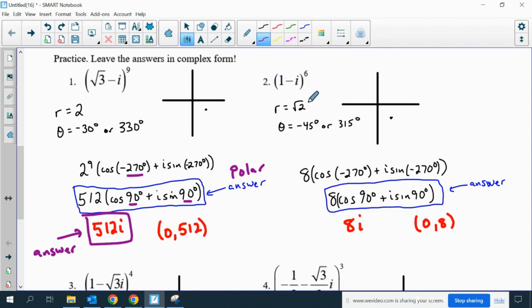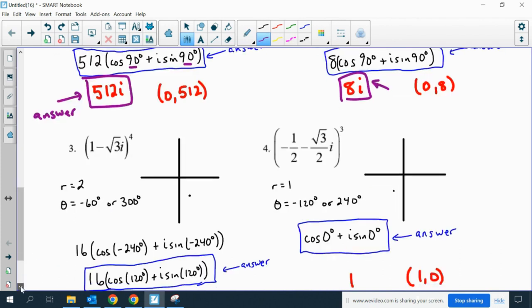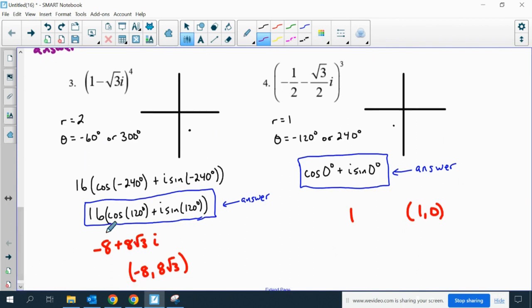So number 2, (1 - i) to the 6th power. We find the radius to be √2, and then we find theta is 315. We can do that using arctan if we want, or we just know that this is a 45-45-90 triangle. Then we do √2 to the 6th, which is 8, and then cos(-270) + i sin(-270). We get the angle in the correct order. Then this is actually the answer in polar form. I also wrote it as a point. Numbers 3 and 4 are similar. And I'm going to circle the actual answer that I'm supposed to have according to the directions.